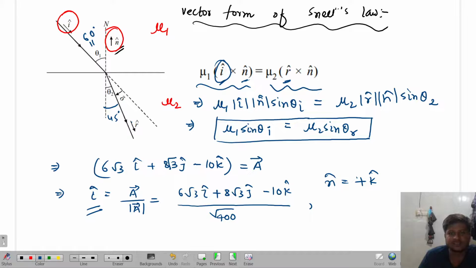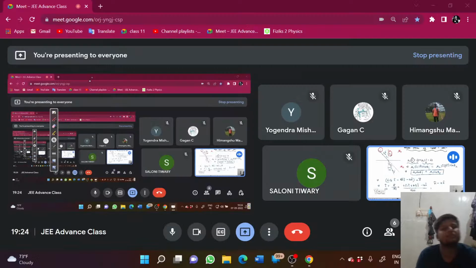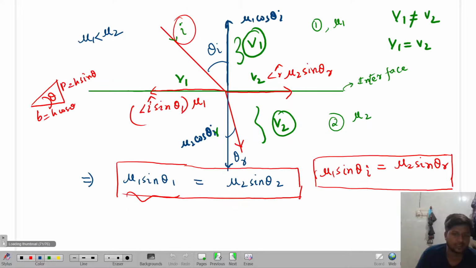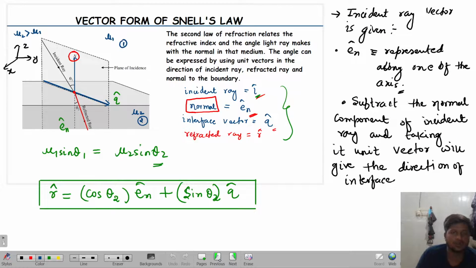Yes or no? So this is the easiest trick or not? Tell me yes or no. Anuj, Gagan, Himanshu. Yes, sir. Are you able to get me? So these kinds of questions will be asked in your exams, on how to form the vector equation of the refracted ray and how to form the vector equation of the incident ray. We can get through these using these equations. Okay, so this was the whole vector form of Snell's law.